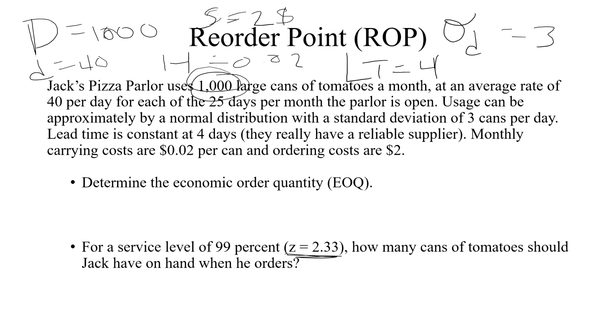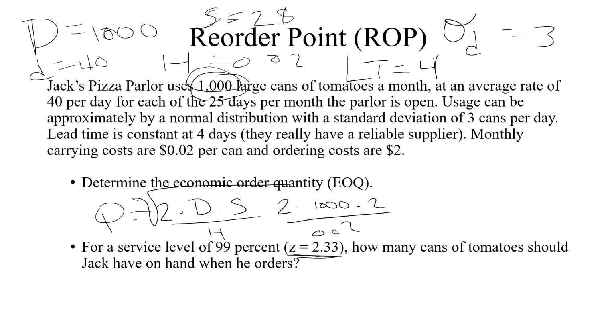Okay, so first off, we're going to find our economic order quantity. We've done this one before. This one's not too bad, so we're going to go ahead and plug that in. Q equals the square root of 2 times D times S all over H. We already have these, so it's going to be 2 times 1,000 times 2 all over 0.02. It's the square root, and that's going to give us approximately 447.21. Now we do want to remember we want to round this because again they're whole numbers. They're cans of tomatoes. We can't have 0.21 of a can of tomatoes. So we're going to get 447.